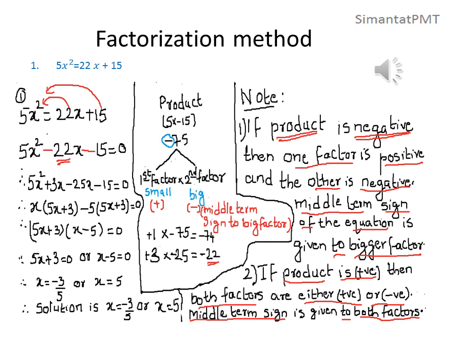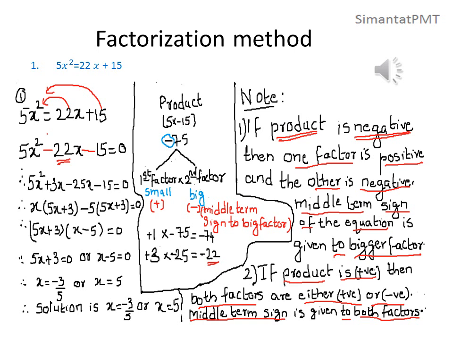Let us now have a look at solving a quadratic equation by factorization method. 5x square equal to 22x plus 15. We will solve this equation by factorization method. First, collect 22x and 15 to the left hand side of equality. So their signs will change. Equation becomes 5x square minus 22x minus 15 equal to 0.